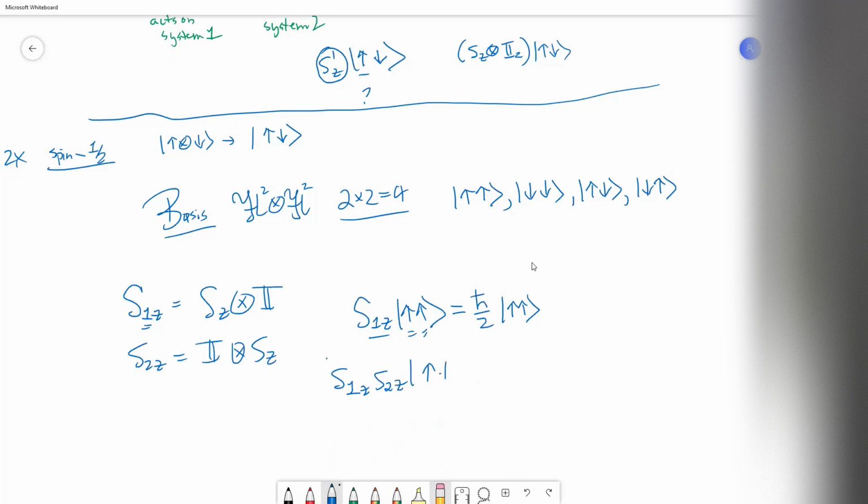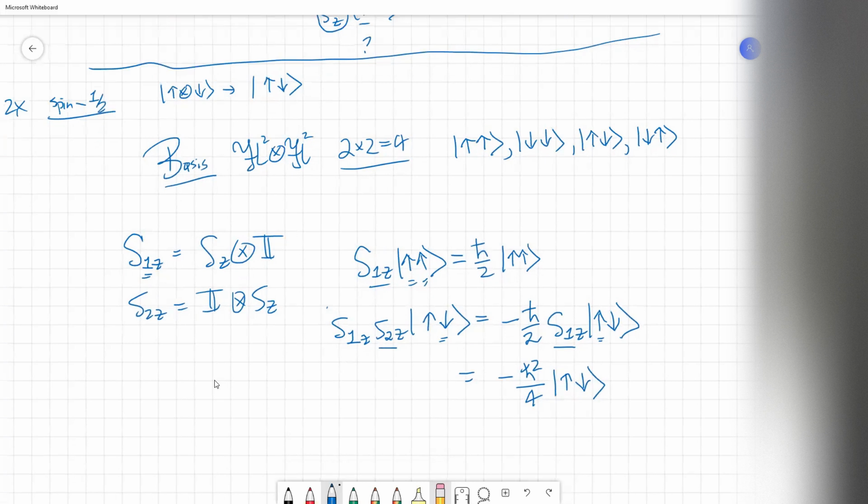Say we're doing an up-down state. What would this do? So this would first act on the second one, right, and give us a minus H bar over 2. So you get minus H bar over 2, S1Z acting on up, down. Now I have to do this. This acts on this first one, gives us a plus H bar over 2. So you would get minus H bar squared over 4, up, down. Kind of do them one at a time, and just remembering that you're actually acting on the individual spins each time you do that.